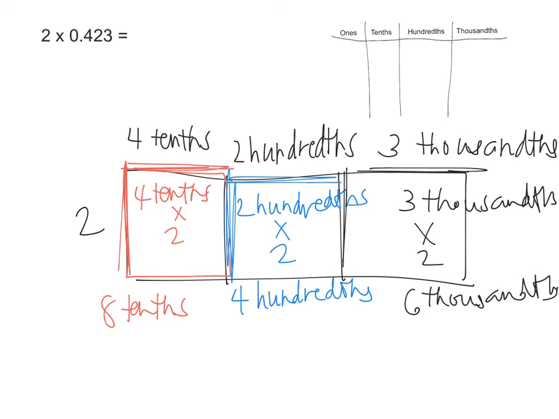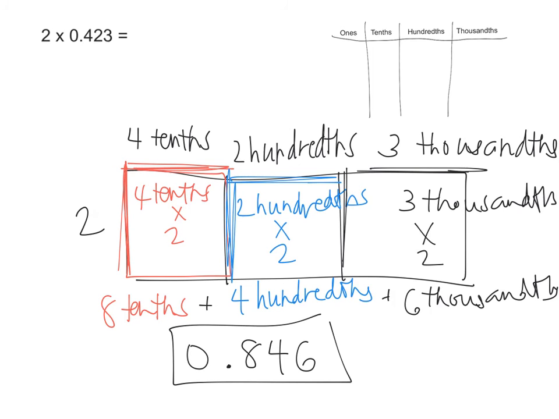To find the total area, I need to add all that up. So I have 8 tenths, 4 hundredths, and 6 thousandths. So my final answer should be 846 thousandths.